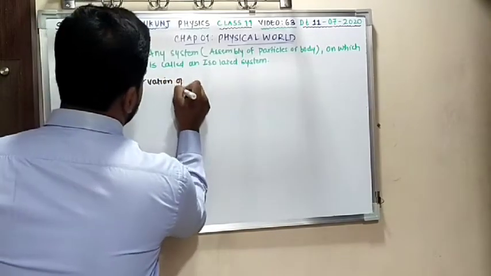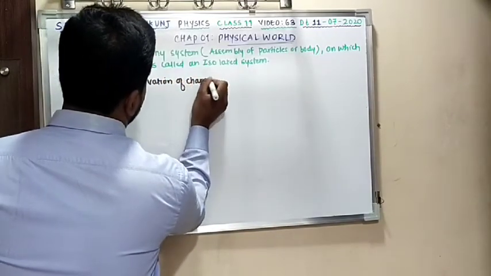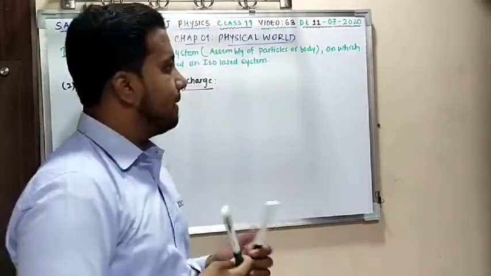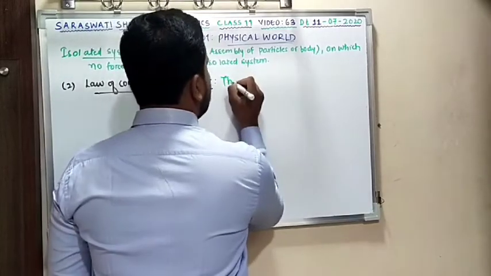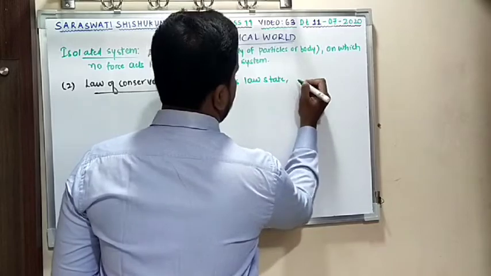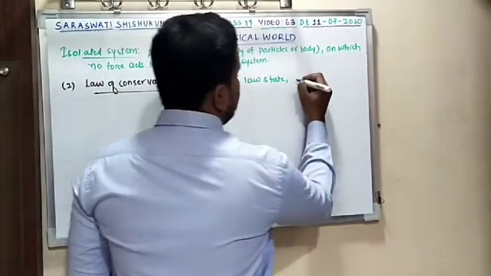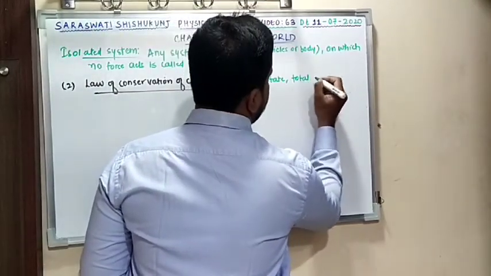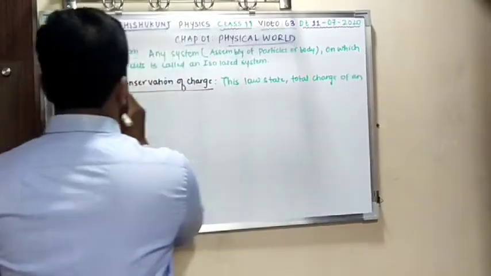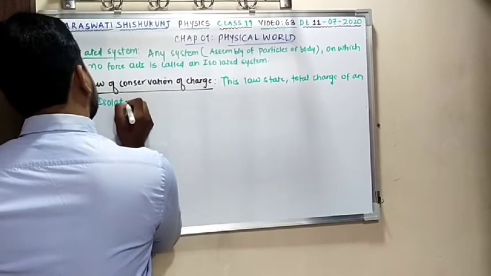The second law we do have is the law of conservation of charge. Clear? Now you can say that this law states that the total charge of an isolated system remains constant.